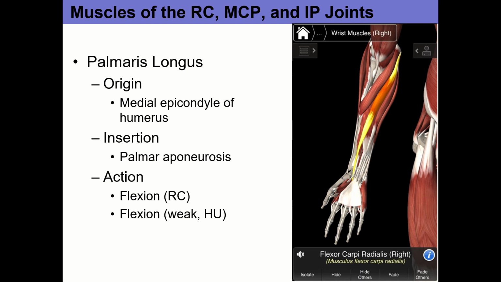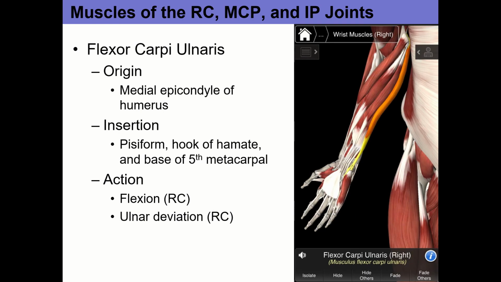Palmaris longus is pretty easy to find in most of us. Not everybody has it. I think like 4 out of 5 people have it, and maybe a little bit more than that. But to find it, all you have to do is extend your fingers. So straighten your fingers as hard as you can, and then flex your wrist a little bit, and it should pop off basically right along the center or right along the midline of your wrist. You'll have one little isolated tendon that pops right up. That's your palmaris longus.